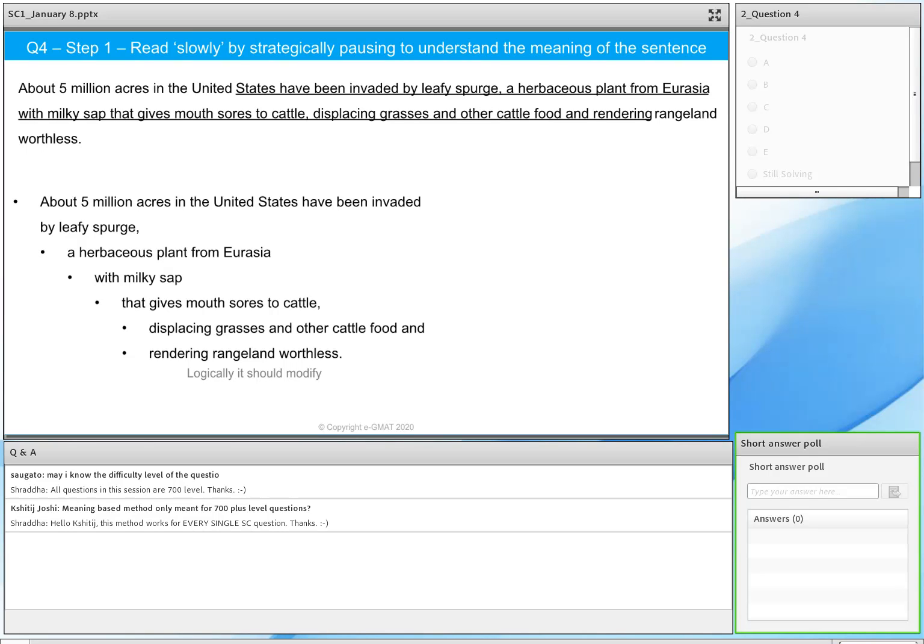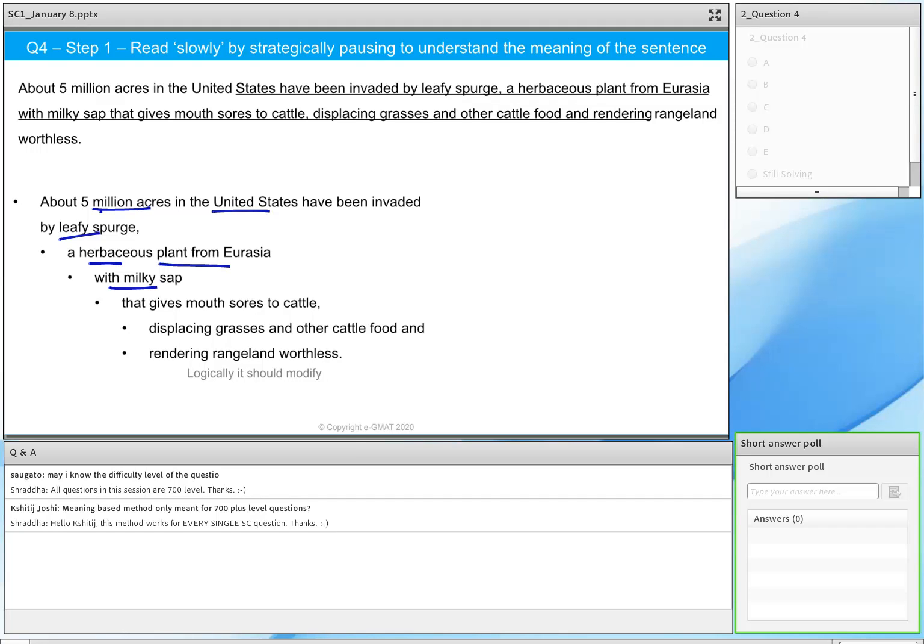So let's begin. About 5 million acres in the United States have been invaded by leafy spurge. Okay, so this part of the sentence is pretty clear. A huge landmass in United States has been covered by what? By leafy spurge. Now, even if I don't understand what exactly leafy spurge is, I do understand that it's kind of a vegetation because it's talking about leafy something. So, of course, it has to be a vegetation. And yes, it is very possible for a vegetation to cover such a huge landmass in the United States. Okay, but the author has been very, very kind to us to tell us that a leafy spurge is a herbaceous plant from Eurasia with milky sap.